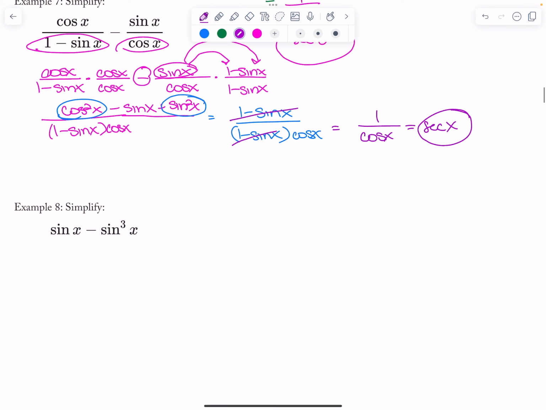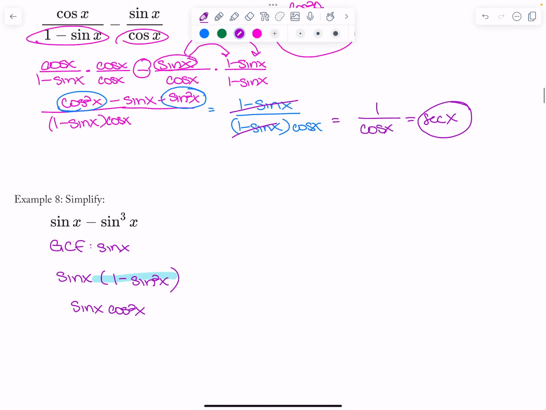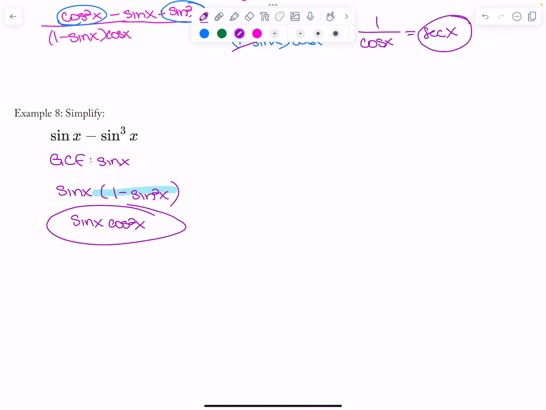Okay. Example 8, we have our greatest common factor, and that greatest common factor is sine. So I factor out a sine. I'm left with 1 minus sine squared, and it's not theta, it's x. And then here my 1 minus sine squared is cosine squared, so this is sine of x times cosine squared of x. Okay, and that is it for this lesson.